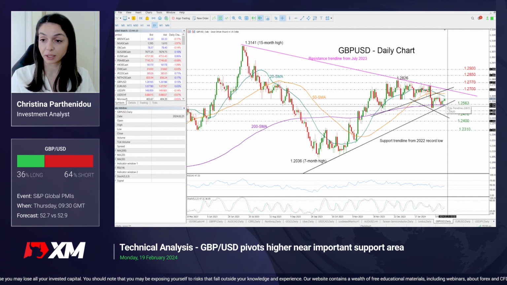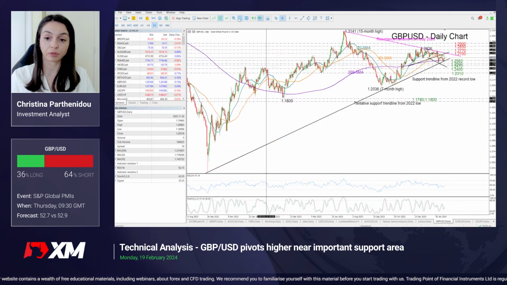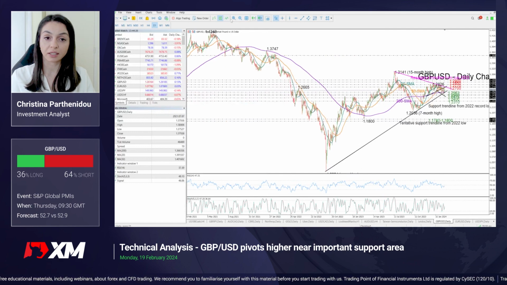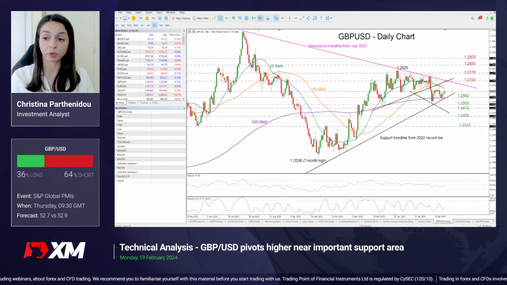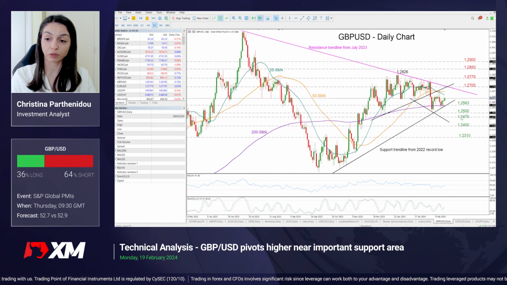However, what could cause a new bearish phase in pound dollar is perhaps a break below the 1.2563 level. This is where this important support trend line coming from the 2022 low is placed, and this is also where the price rebounded last week. So if the bears drive the market below that floor, we may see a new decline towards the 1.25 and 1.2470 territory, while lower than that, a faster decline towards the 1.24 level could take place.